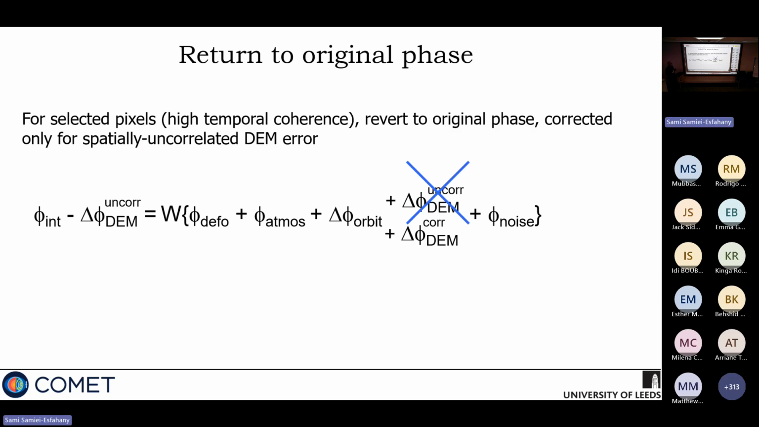Right, so at that point, you can then select which pixels are or aren't PS based on this phase noise, and then go back to original phase in the same way you would for the other approach we talked about. You go back to the original phase, except that you've already estimated this, so you might as well subtract the DEM error term.